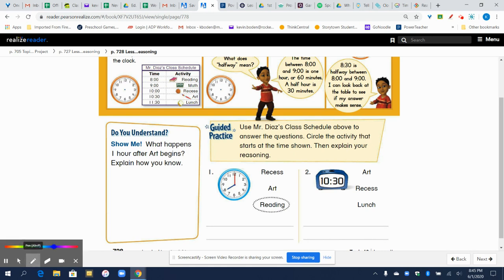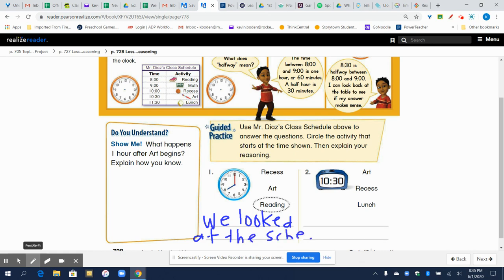So one thing we can do for this one, anytime we're explaining our reasoning, is just say, hey, we looked at the schedule. So I'm going to write, we looked at the schedule. I know my handwriting's a little bit sloppy. Oh man, I'm going into the other answer. Oh no, I'm going to separate it with a little line here so you don't get confused. All right, and then you pause it and finish writing that. We looked at the schedule.